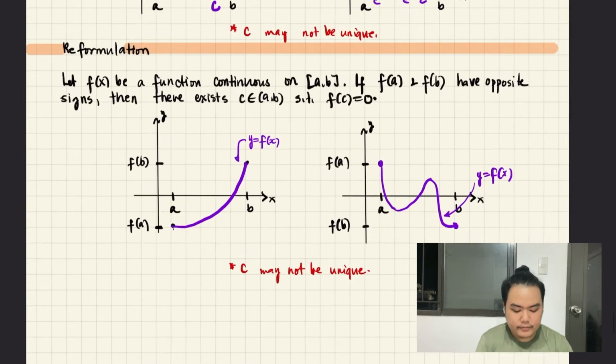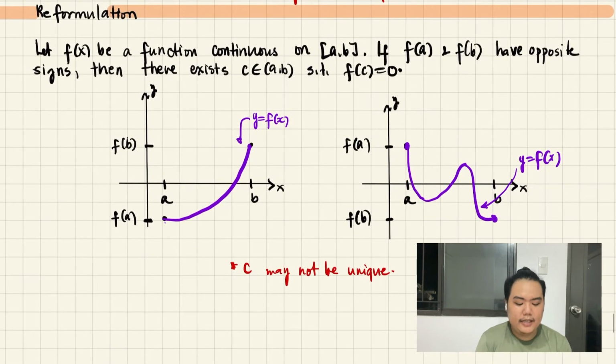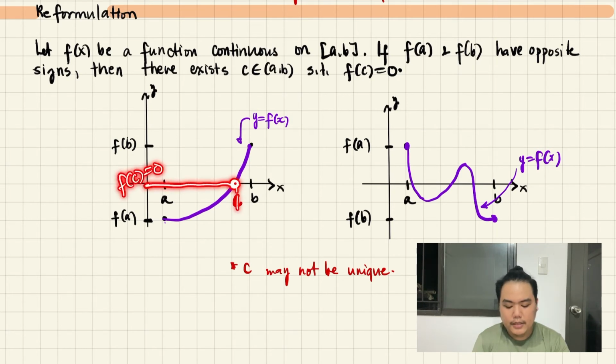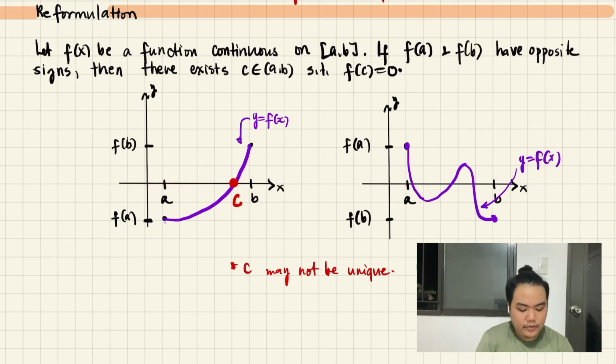Okay? So, if A and B, if f of A and f of B have opposite signs, so meaning f of A can be negative while f of B is positive, and vice versa, that is f of B is negative, f of A is positive. So, ang ibig sabihin nito, meron kang x-intercept between A and B. And as you can see, sa first case, ito yung x-intercept, so that will serve as our C. At pag pinlug in mo sa function yung f of C, magiging zero lang siya.